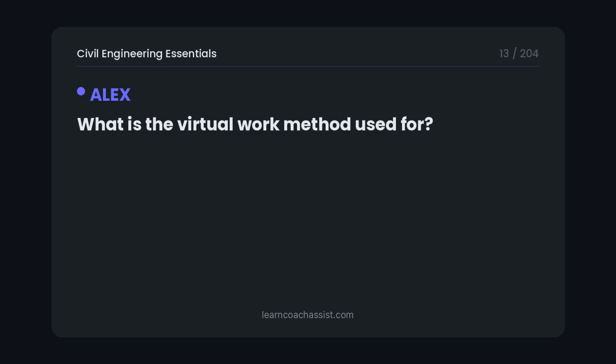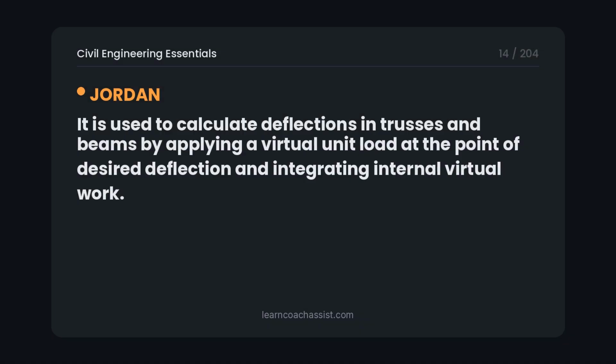What is the virtual work method used for? It is used to calculate deflections in trusses and beams by applying a virtual unit load at the point of desired deflection and integrating internal virtual work.